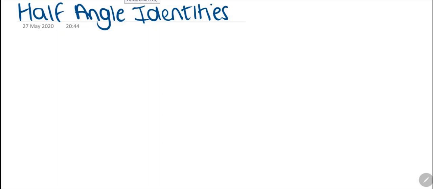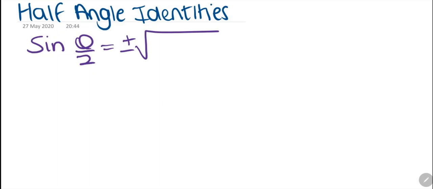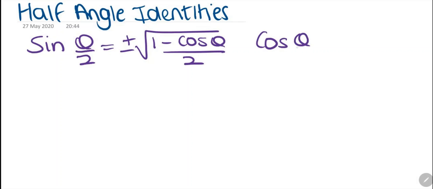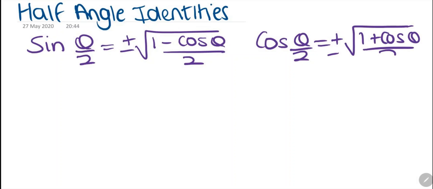So looking at half angle identities, the first thing we need to do is write down the identities for the half angles. So this is theta divided by 2. And because we're taking the square root, we're going to have a positive and a negative value. So the sine is going to be plus or minus the square root of (1 minus cosine theta) divided by 2. And cosine theta divided by 2 is going to be the square root of (1 plus cosine theta) divided by 2. So that's going to be the positive.